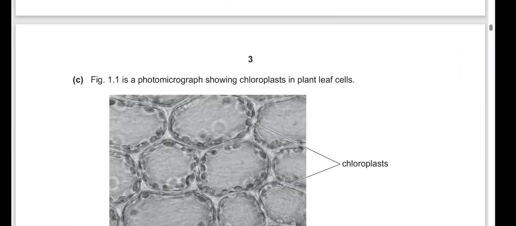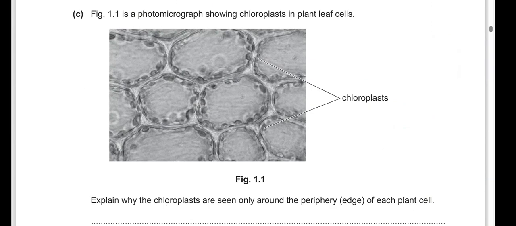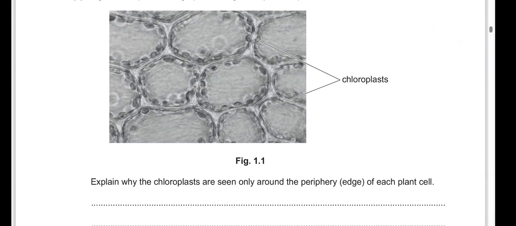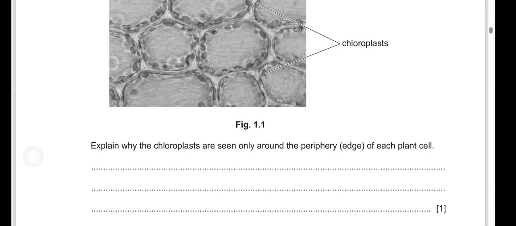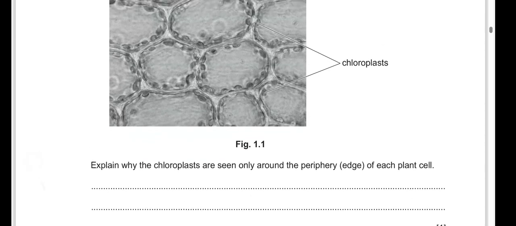the part C of question number 1. Figure 1.1 is a photomicrograph showing chloroplasts in plant leaf cells. So we can clearly see the chloroplasts marked over here and the cells. Explain why the chloroplasts are seen only around the periphery, the edge of the plant cells.